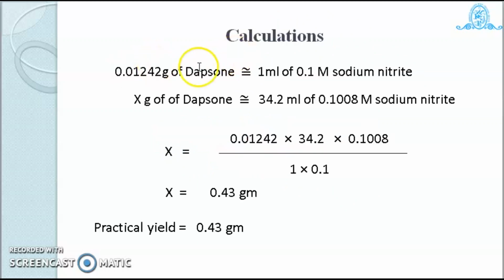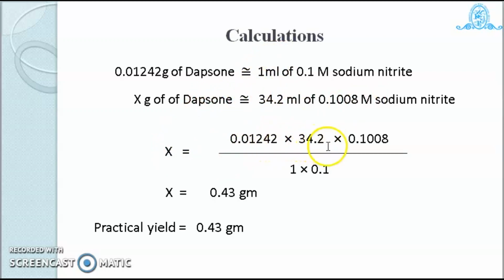So 0.01242 gram of Dapsone is equivalent to 1 ml of 0.1 molar sodium nitrite. This is our factor. We have to calculate the value of X, that is how many grams of Dapsone are present. X gram of Dapsone is equivalent to 34.2 ml, our burette reading for the assay, of the sodium nitrite whose normality we found from the preparation and standardization in part 1, 0.1008 molar.